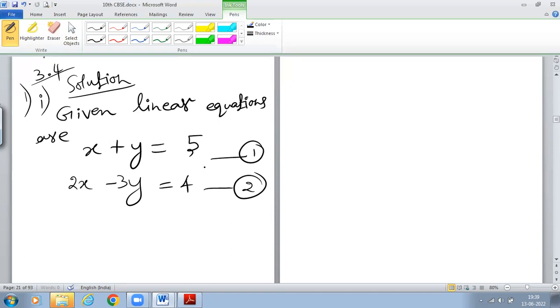Listen again, I'll repeat, the chapter name is pair. Pair means 2. It represents 2. So therefore they have given two equations, a pair of linear equations. Linear equations means an equation having the degree as 1, which means the highest power of the variable in an equation is 1. So see here, the variable x has no power, that means x power 1, as well as variable y has no power, that means y power 1. Here also in this equation, 2x power 1 minus 3y power 1.